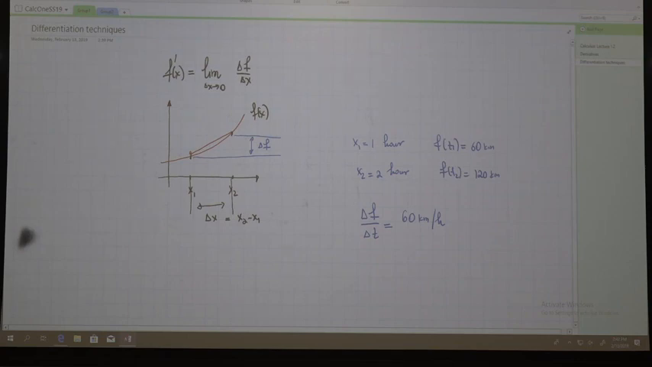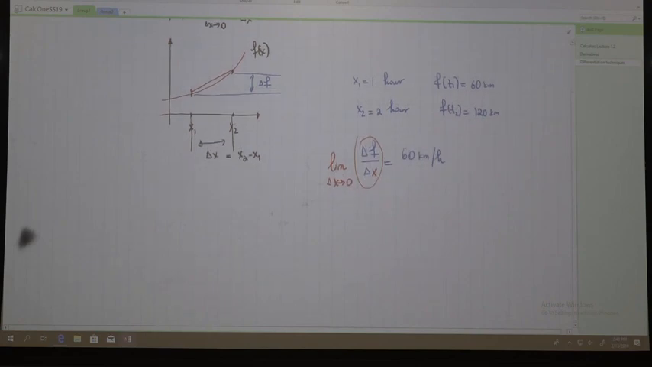Okay, so where you take the limit of this one, where delta t, or delta x, sorry, goes to 0, it gives you the instant velocity, the instant rate of change of the distance with respect to the time. Okay? For example, let us talk about another example. Let's say the function f gives you the grades on calculus. Okay?